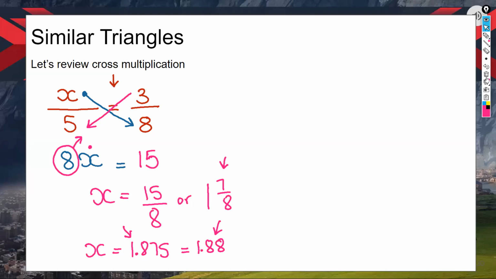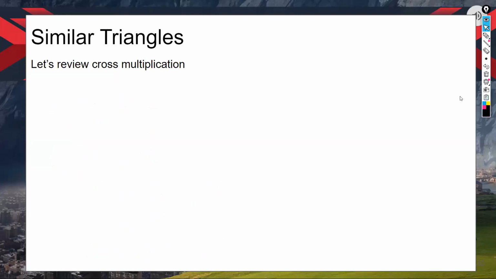Next question, right? Let's say that we have 10 on x underneath, but it really doesn't matter too much. And we have 5 on 3. Do you all think you can solve for x? Like I said, it doesn't matter which diagonal you multiply first. Everyone will get the same answer.